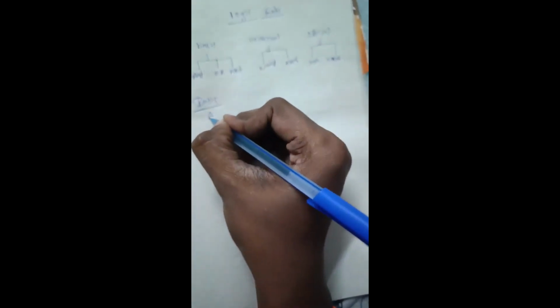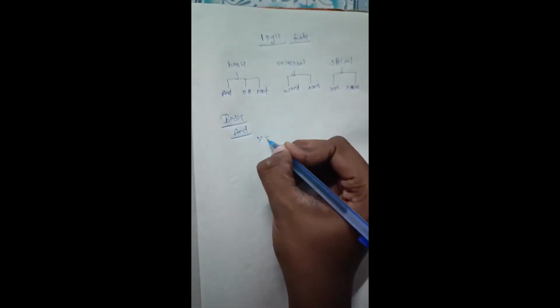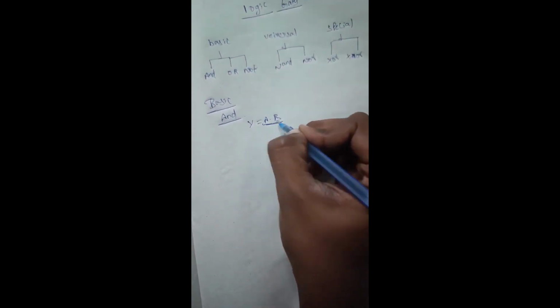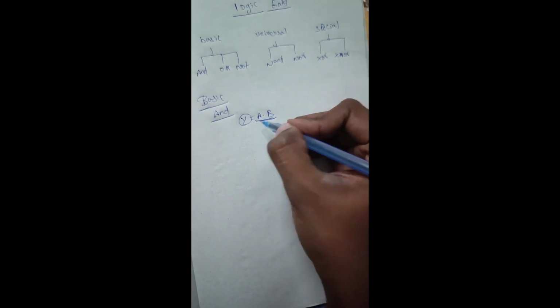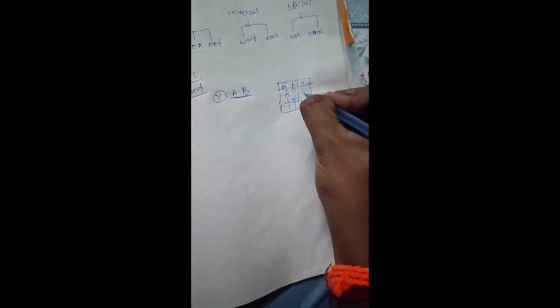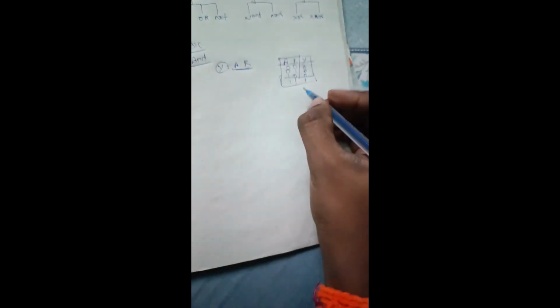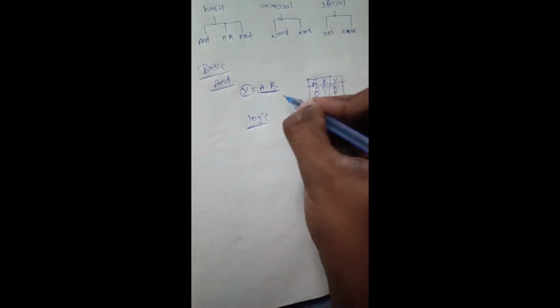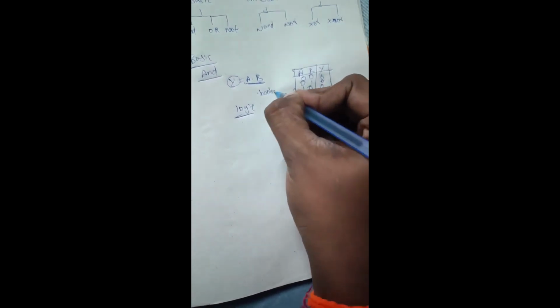Let us start with AND gate. The expression for the AND gate is y is equal to a into b. That means the multiplication of the a and b variables gives the output of the AND gate. And the truth table for the AND gate has a, b and y: 0 0, 0 1, 1 0 and 1 1. For 0 0 the output will be 0, for 0 1 the multiplication will be 0, 1 into 0 is 0, and 1 into 1 is 1. This is the logic expression, this is the truth table, and this is the boolean expression for the AND gate.